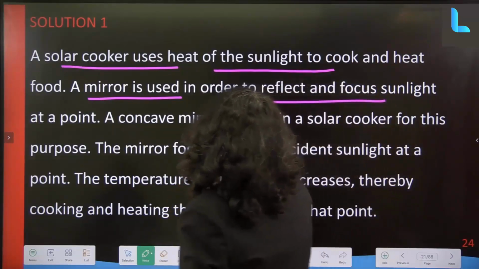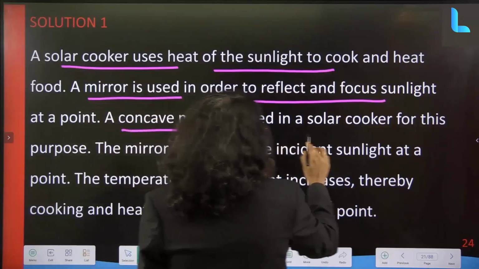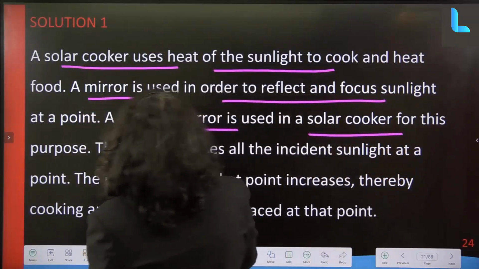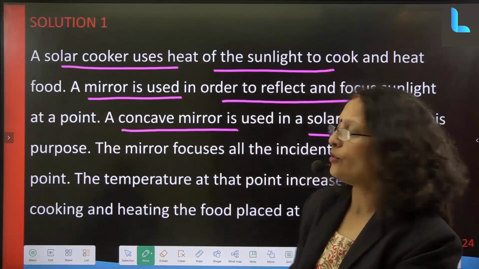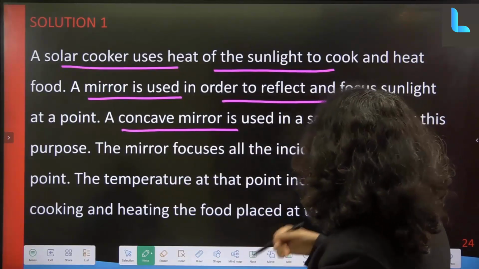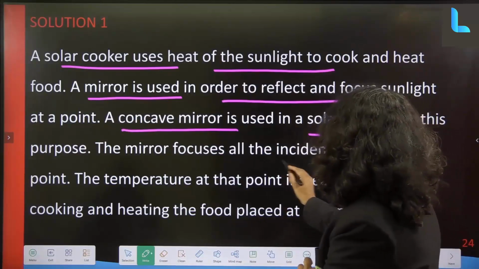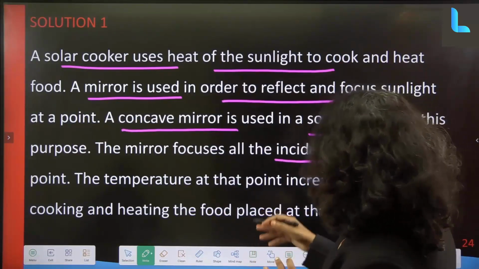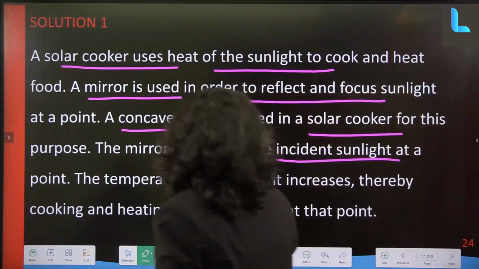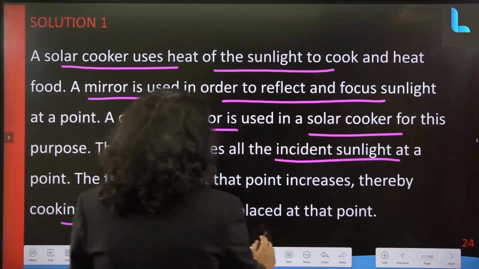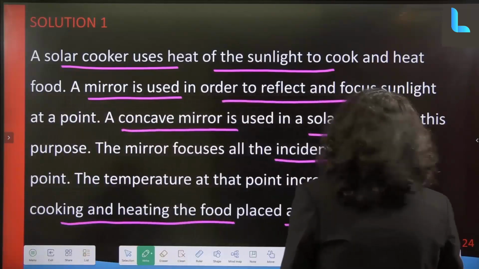A concave mirror will be used here in a solar cooker for this purpose. Why is the mirror used? To reflect and focus the sunlight. So a concave mirror will be used. The mirror focuses all the incident light at a point. The temperature at that point increases, thereby cooking and heating of the food is possible.